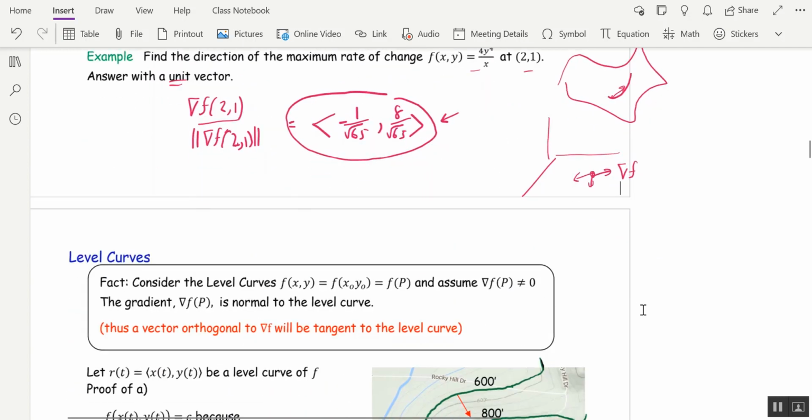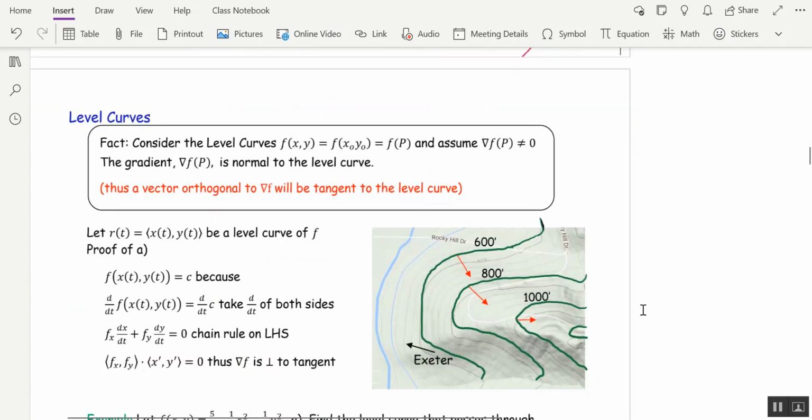Okay, and that is related to this final topic, level curves. Recall level curves are curves on which the function is constant. And so the important thing here is that the gradient is normal to the level curves. Normal meaning orthogonal. So if you're looking at a topo map, the level curves are the curves on which the elevation is constant. Let's say you're climbing a mountain close to Exeter and you want to know which way to go up the mountain fastest. You're going to always point in the direction of the gradient.